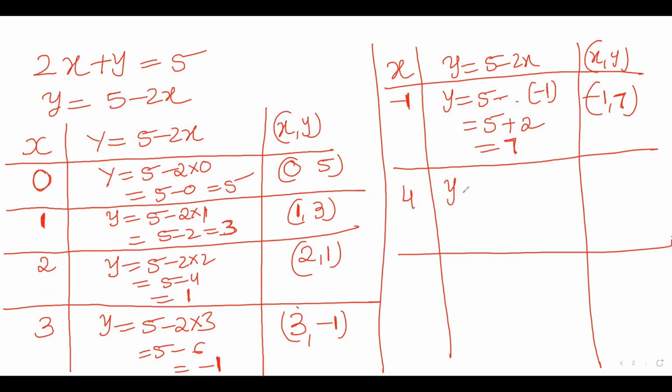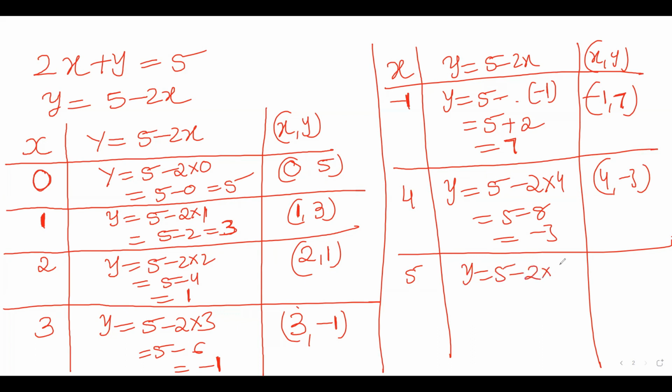Let's see what we would get. 5 minus 2 into 4, 5 minus 8 is -3. Yes, a smaller negative number I got, which is required here. I'm taking 5. Y is equal to 5 minus 2 into 5. 5 minus 10, again I got -5. So these many points are enough. Okay, I got few negative and few positive y values.